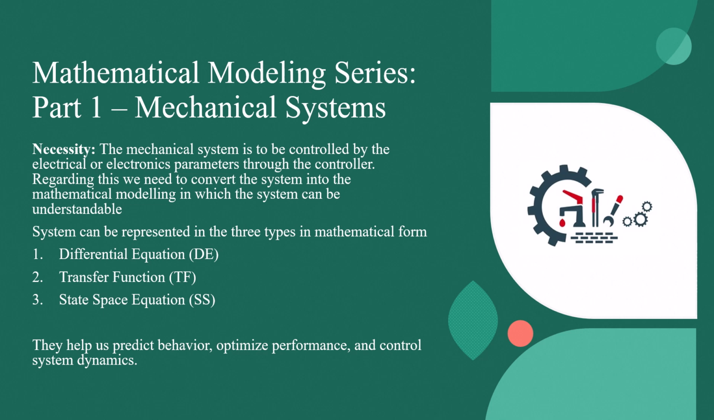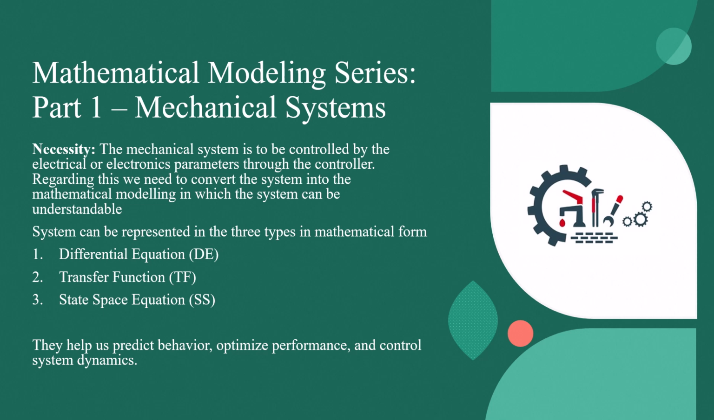First of all, you need to know the necessity of mathematical modeling. As I already said, the system is a mechanical system driven or controlled by an electrical system, and the controller only understands zeros and ones, or mathematical modeling. That means digital information needs to be there, and that digital information can be processed only through a controller or other equipment.